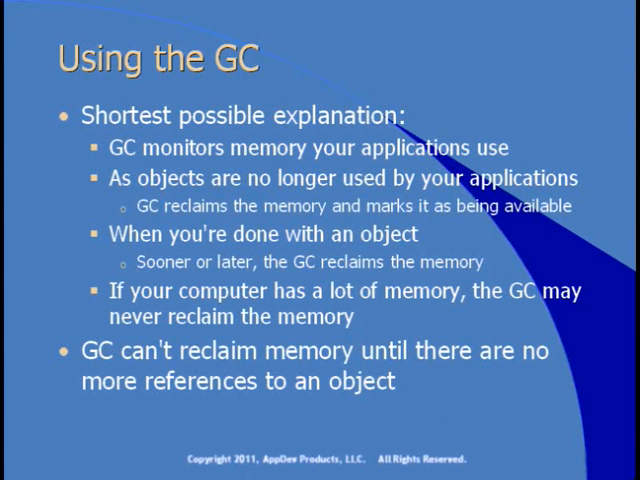What's important to realize is that the garbage collector can't reclaim memory until there are no more references to an object. That is, you have to release the reference to the object when you're done with it. Of course, when a variable that refers to an object goes out of scope, if it's a variable inside a procedure, for example, the reference to the object is no longer being used, and the garbage collector can, at that point, reclaim the memory if it wants to.